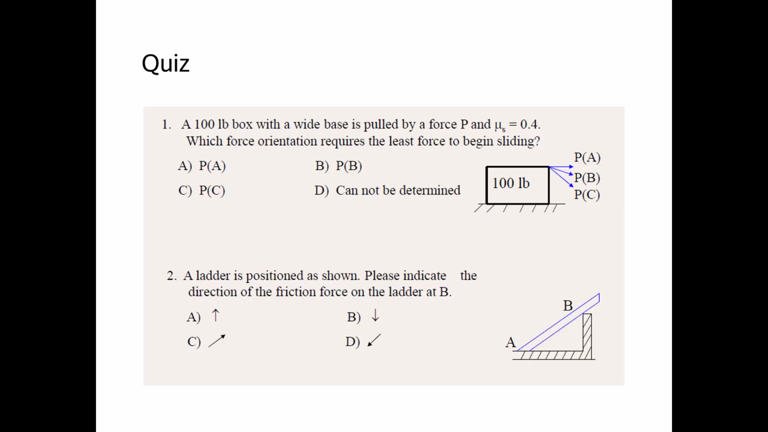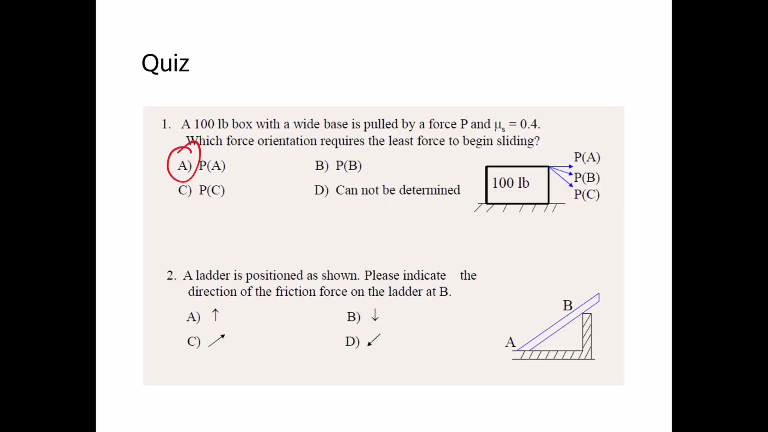The answer should be A, okay, because the PB and the PC will have more pressure on the box, which means more pressure from the box to the ground will be able to provide more friction, okay, which resists the box to move. What about number 2?